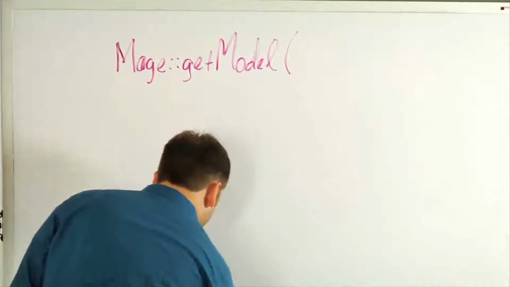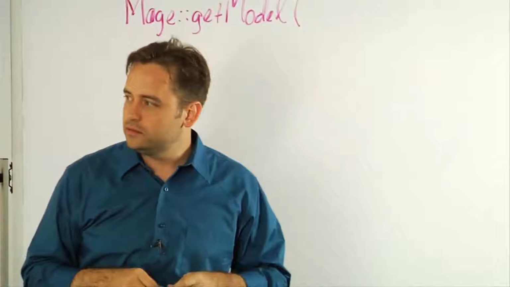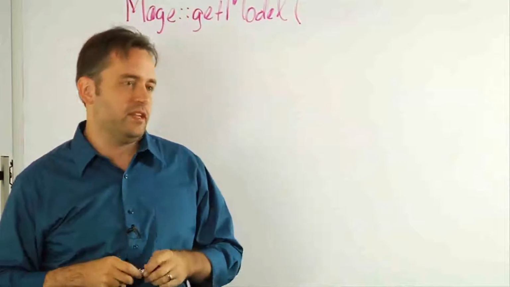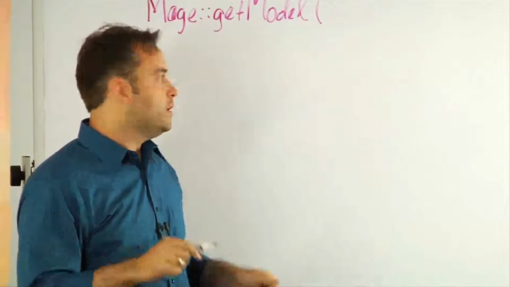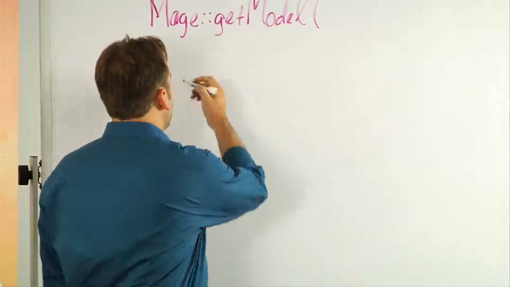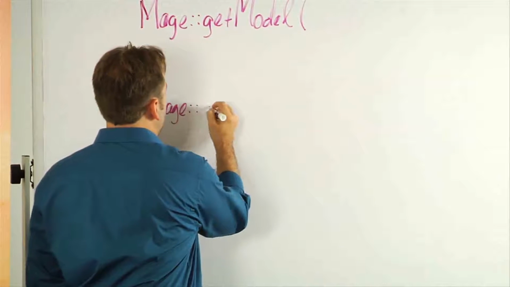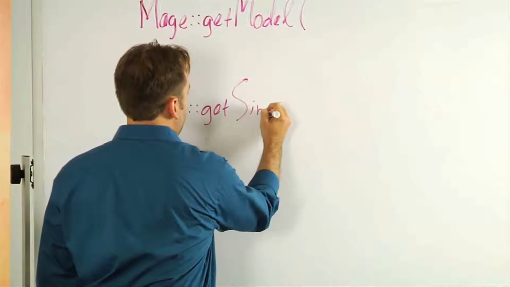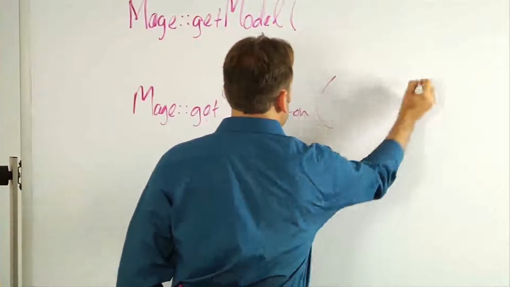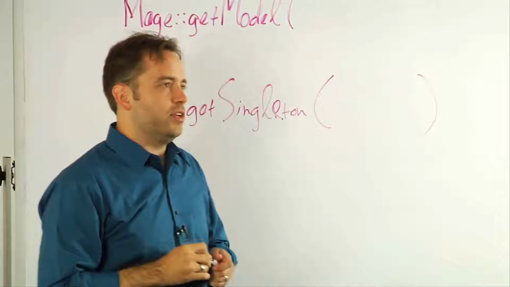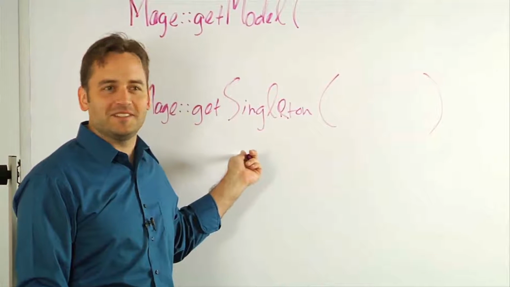You can also specify object, but don't. I don't know why that's in there, and I'm sure it's deprecated. If not explicitly, it's just never used. So you have model, and then you also have singleton. Okay? So singleton is an option. So Mage get model, Mage get singleton. And of course, you could probably infer from the method name that you're going to get a singleton here.